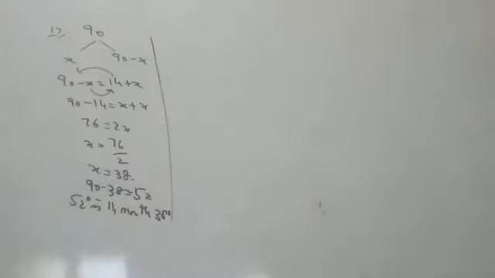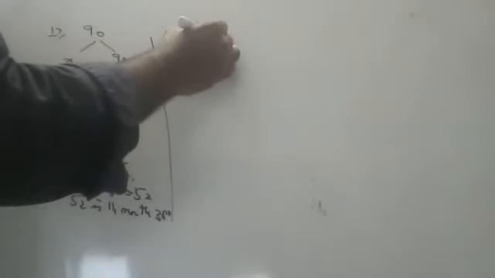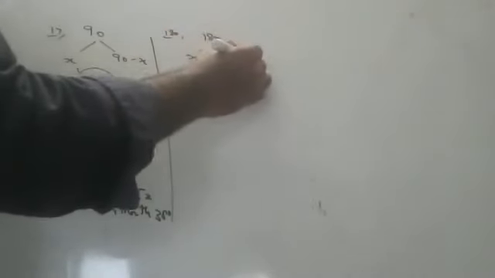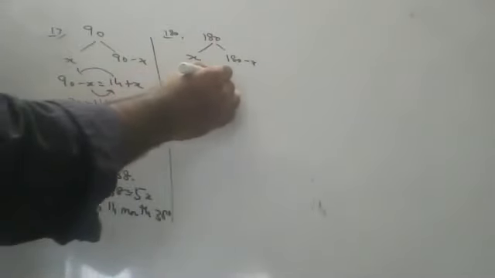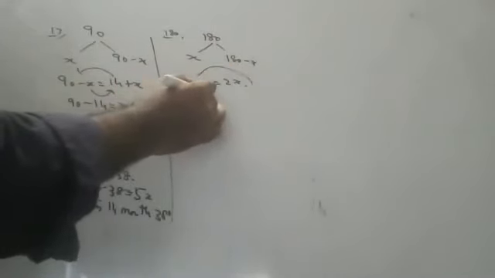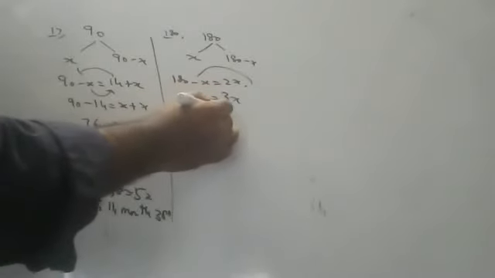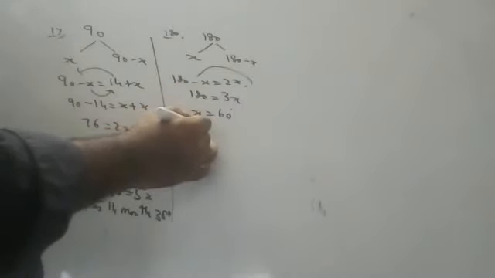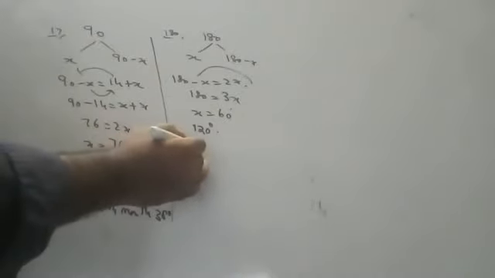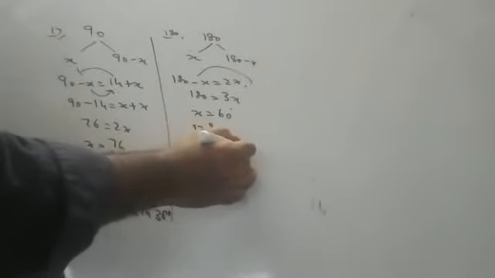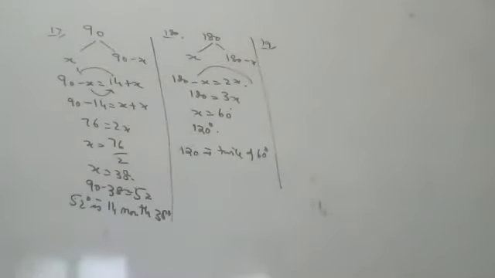Okay, very good. Vivek, 18th sum. The measure of an angle is twice the measure of its supplement. 180 minus x is equal to 2x. Very good. This comes here: 3x is equal to 180. X is equal to 60. If one is 60, the other one will be 120. What do you write as the statement? 120 is twice of 60.